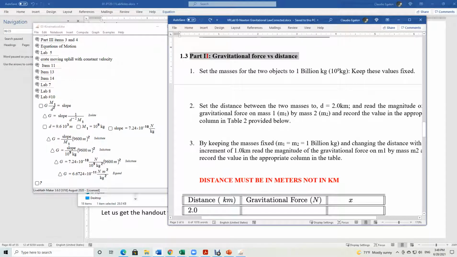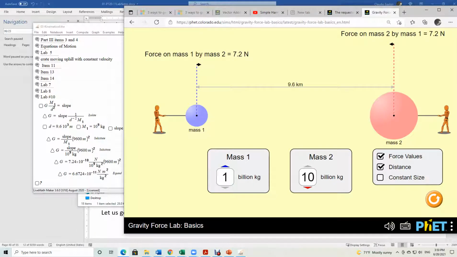Okay, we're going to do a second table and a second graph. We're going to set the two objects, the masses of the two objects, to 1 billion. 1 billion here, 1 billion here.